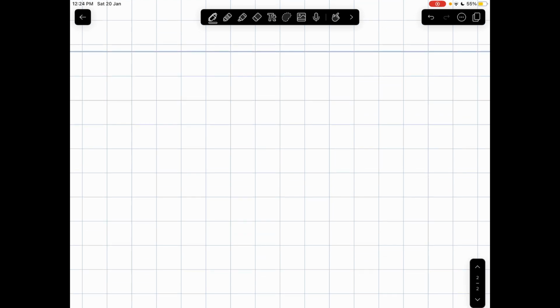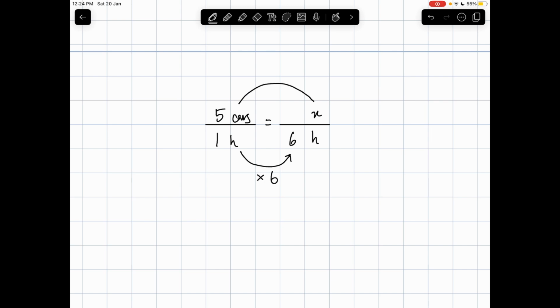So let's see another example. If a mechanic can repair 5 cars in 1 hour, how many cars can he repair in 6 hours? Let's put X here. The same thing here. 1 hour becomes 6 hours, so we multiply it by 6. So these 5 cars will be multiplied by 6 as well. Then you'll have 30 cars.